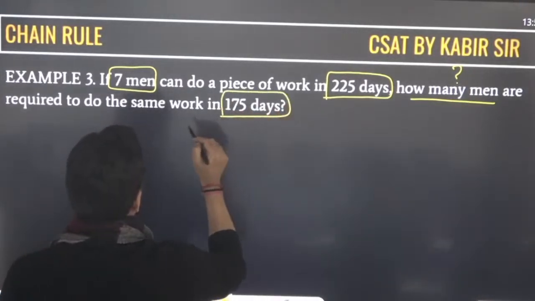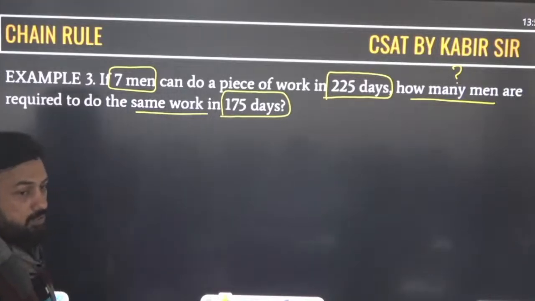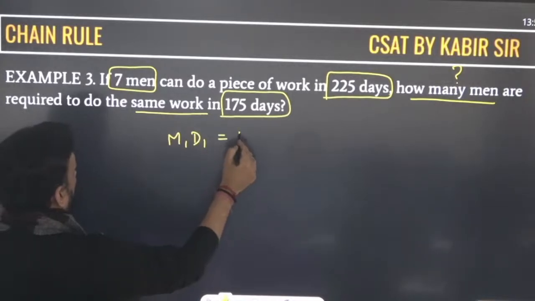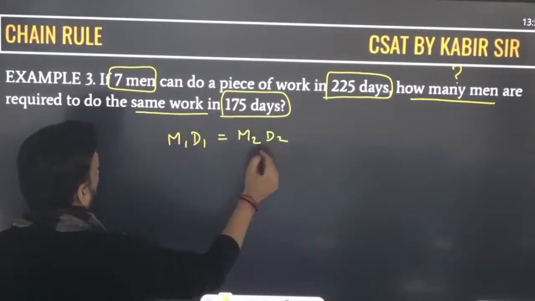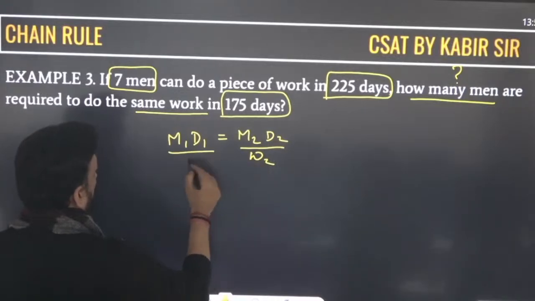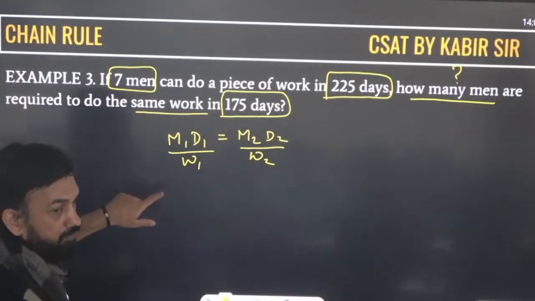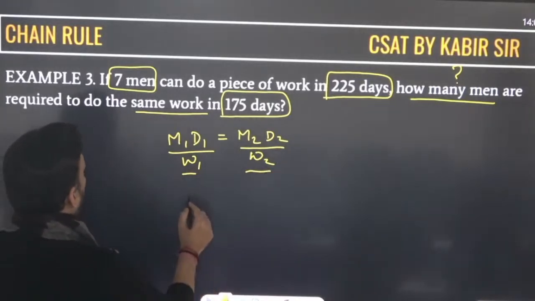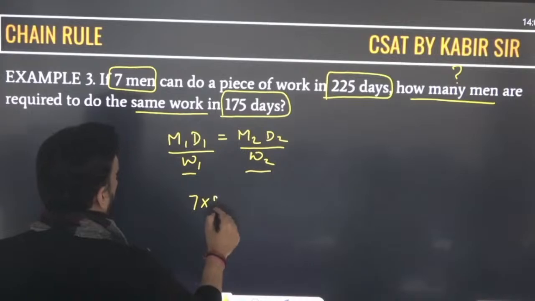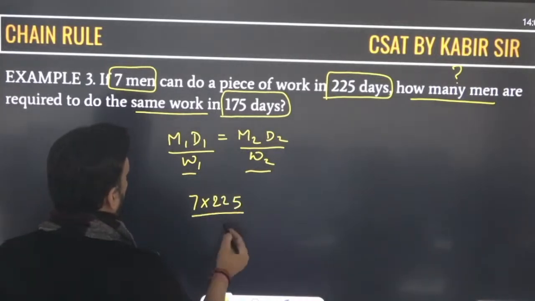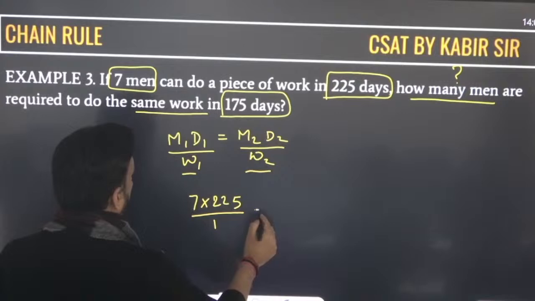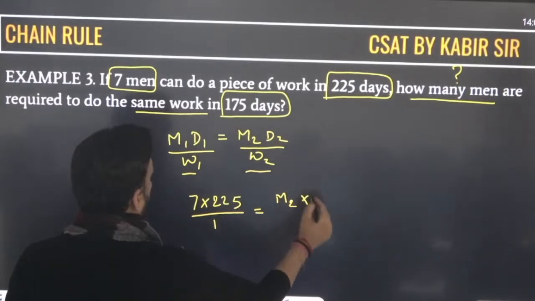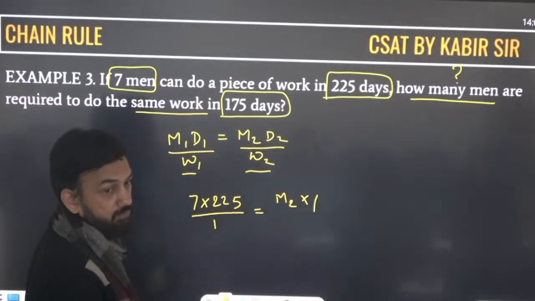Days again they have given. The work is same, right? The formula will become M1 D1 W1 equal to M2 D2 W2, but here the work is same, so W1 is equal to W2. This will be 7 men. How many days? 225 days they are working. Work is same, you can write either 1 or W, it gets cancelled out. And M2 men you have to find. Days are 175. Are you getting it?